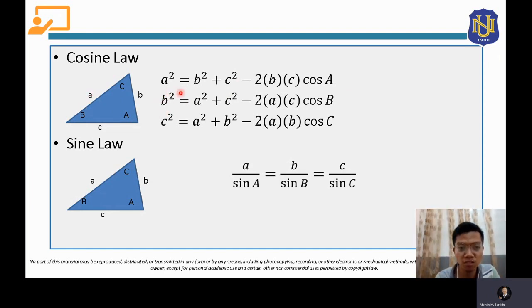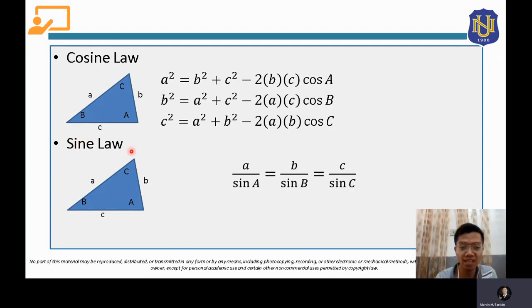Okay, and also it's the same for B squared is equal to A squared plus C squared minus 2AC cosine B. So it's the angle opposite to the side that you are trying to solve here. It's the same for this side: C squared is equal to A squared plus B squared minus 2AB cosine C. So you can use this, no? So it depends on the available given in your problem, okay.